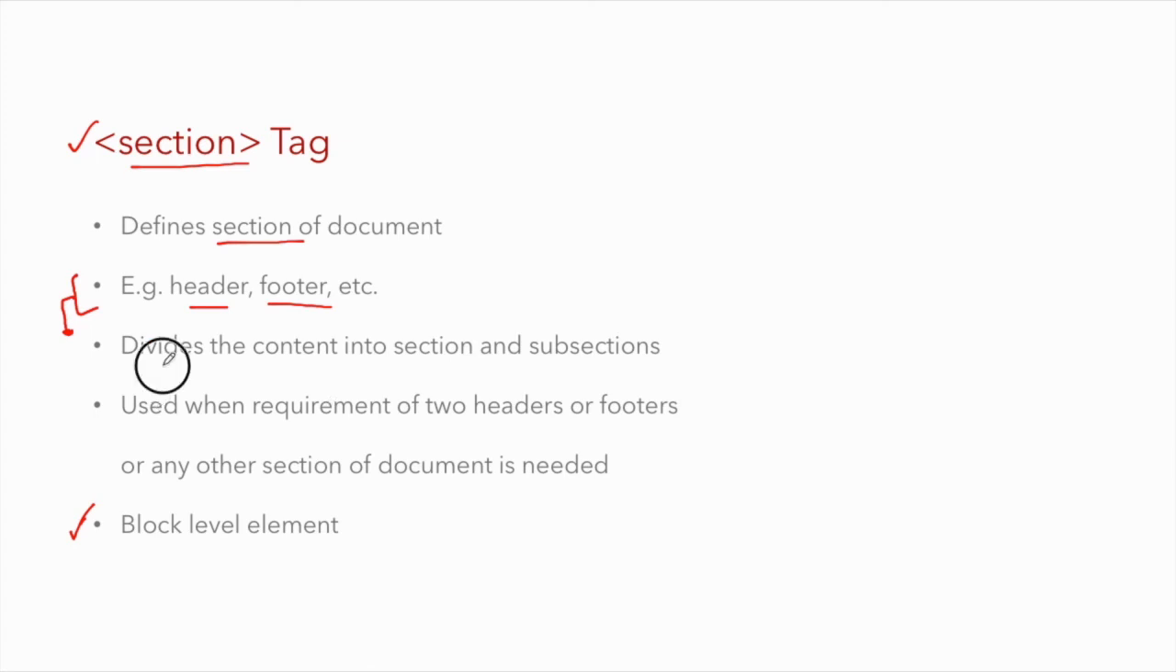This can divide your content into sections and subsections. It is basically used when there is a requirement of two headers or footers or any other section of the document. The section tag is again optional to use, but it's good to have in case you have a certain unique requirement of a web page wherein you are required to create multiple sections on the web page. Again, custom CSS will be required for it to act completely according to your specifications.